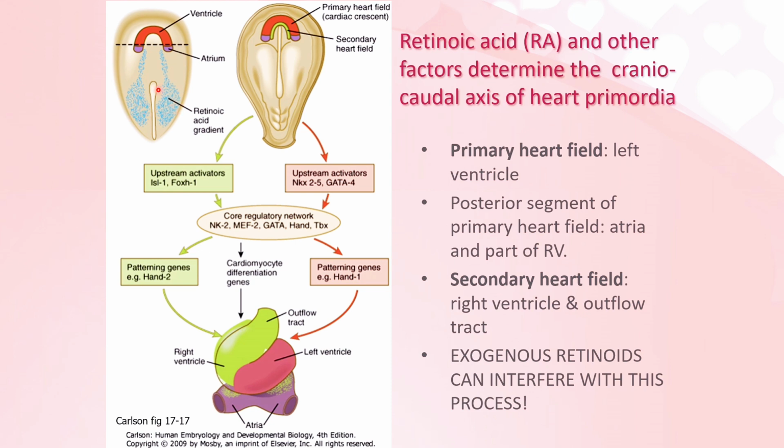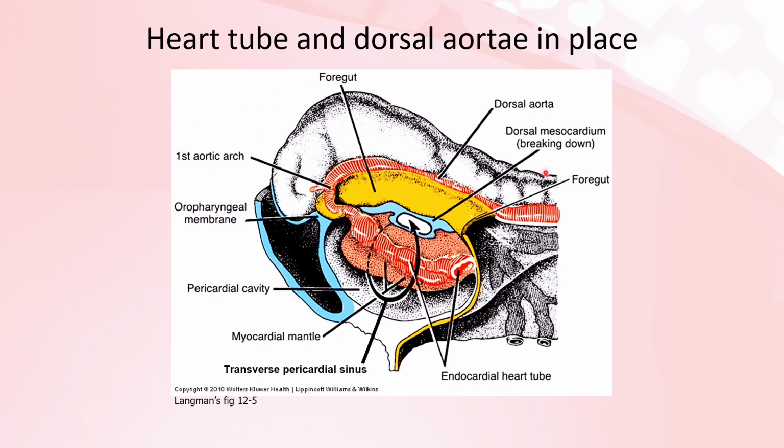As a result of increased concentration of the retinoic acid, this area is destined to form the inflow region of the heart, and lower concentrations are required to form the outflow region of the heart. So in another diagram, you can say this is the fused heart tube, and in different parts, the outflow region which is attached to the first aortic arch, and the inflow part, then the myocardial mantle which will form later on the cardiac jelly, and then the pericardial cavity is present. This is the dorsal mesocardium, in which you can see the transverse pericardial sinus is present.